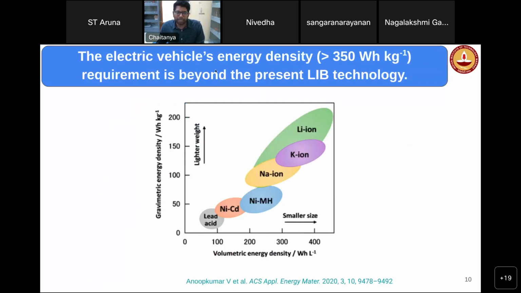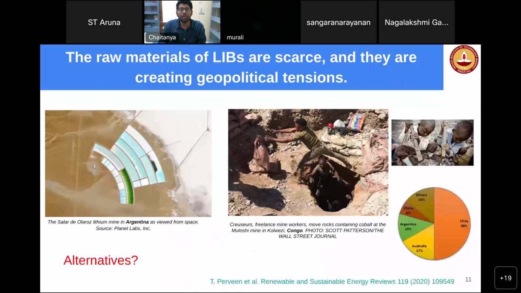and you need to find alternative materials. The current electric vehicle energy density demand should be more than 350 watt-hour per kg, and that is not what we have now. Various alternative battery technologies have been proposed to improve this energy density, including lithium sulfur or lithium air batteries. Apart from that, there are technologies where you will not use lithium, but can use sodium ion batteries, potassium ion batteries, nickel cadmium, and so forth.